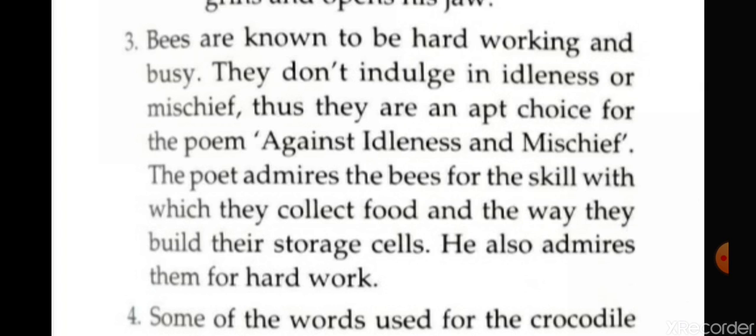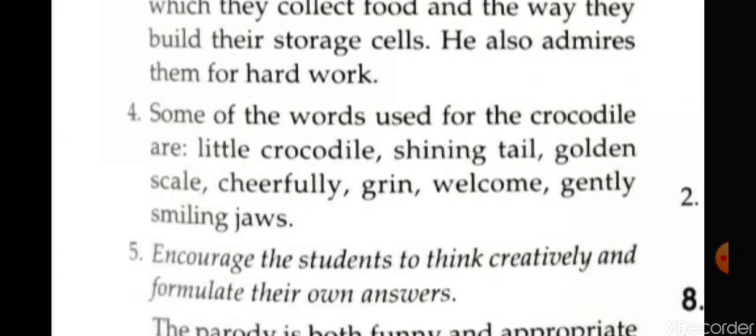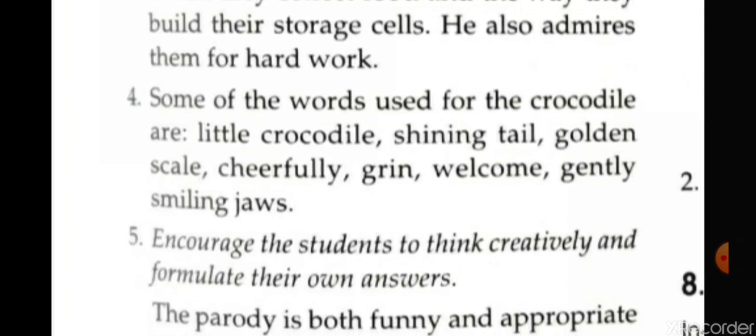Question number 4. The crocodile in the first stanza of Carroll's poem is so likable that we almost forget that it is a wild beast. Pick words from the poem that build this image of the crocodile. Some of the words used for the crocodile are little crocodile, shining tail, golden scale, cheerfully, grin, welcome gently, and smiling jaws.